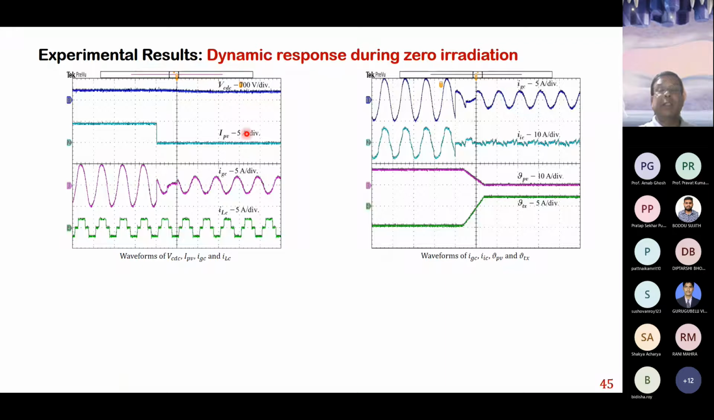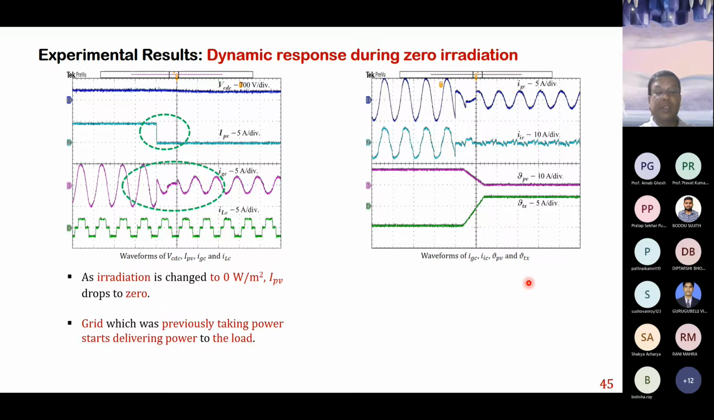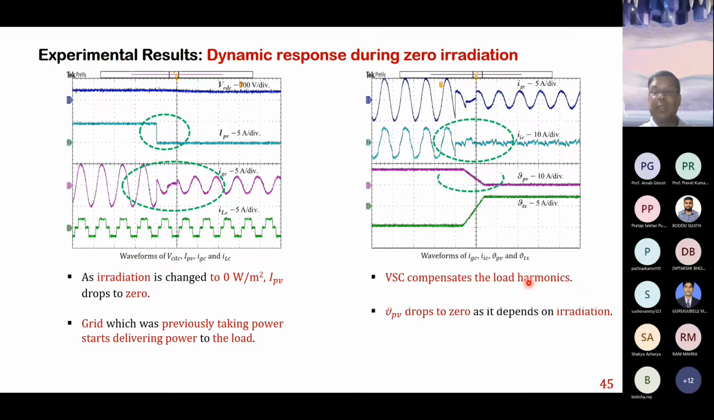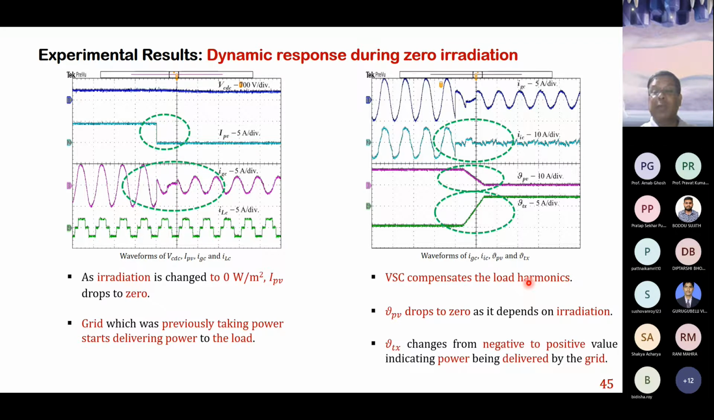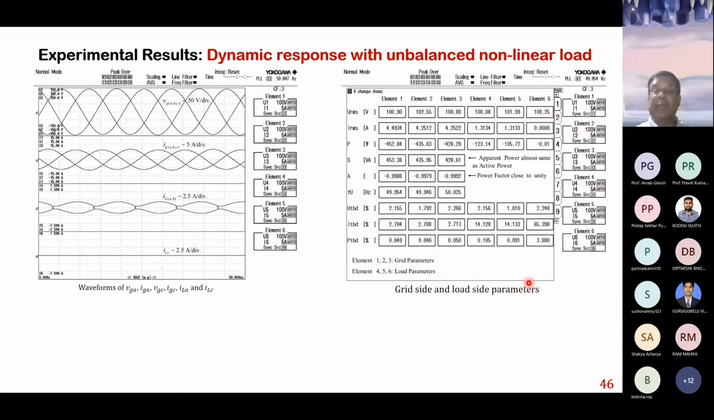The VDC, that is the DC link voltage, PV current, grid current, load current, and the VPV and VTX during this zero irradiance condition. We could see that the VSC compensates the harmonic. The irradiance is zero, there is no irradiance, and VTX is negative to positive, indicating power is being delivered by the grid. And this is the dynamic behavior during the unbalanced nonlinear load condition connected at the point of common coupling.